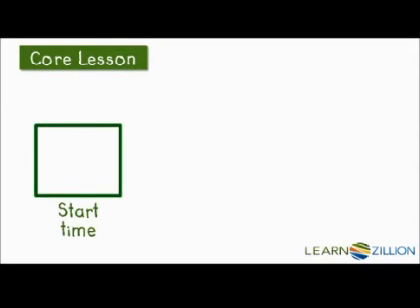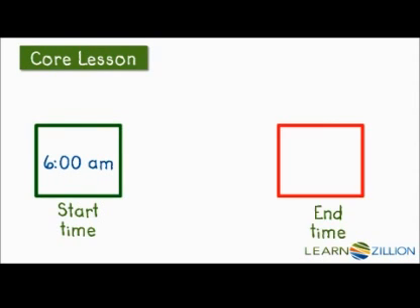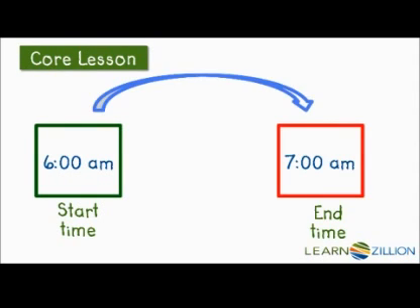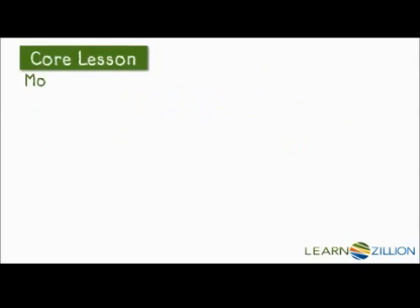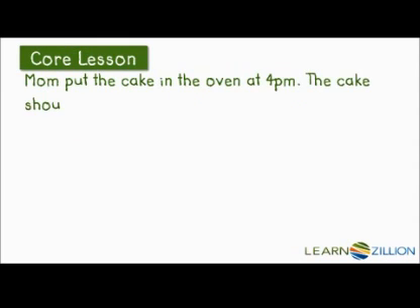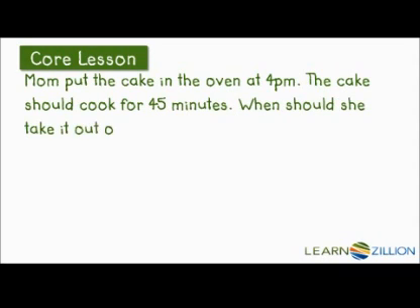And so now we can fill in 6 a.m. as the start time, 7 a.m. as the end time, and we know that the change of time is what we're looking for, or our question mark. So let's return to Mom and the cake. We know Mom put the cake in the oven at 4 and it should cook for 45 minutes, and we're wondering when should she take it out.